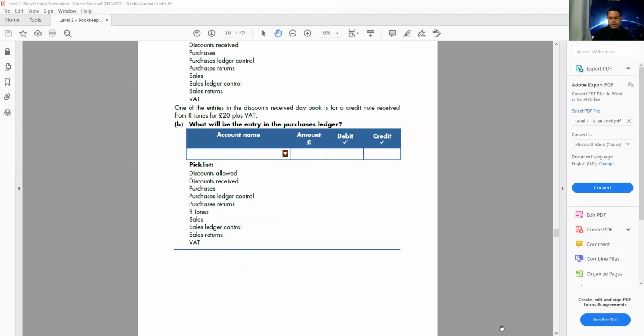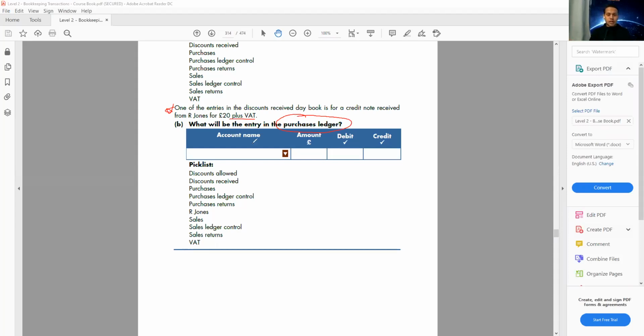Okay, so we have another question here. Let's read this one. One of the entries in the discount received table for a credit note received from R. Jones for 20 plus VAT. What will be the entry in the purchase ledger? So they're asking, we receive a credit note from a person named R. Jones. If we receive a credit note, I'm going to pay you less money, isn't it? If I receive a credit note, that means I return something. I only receive the credit note when I return something. So I return to you and you give me the credit notes, so that I can pay you less money.